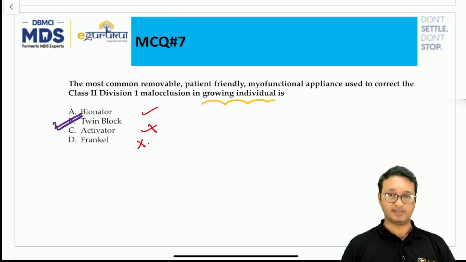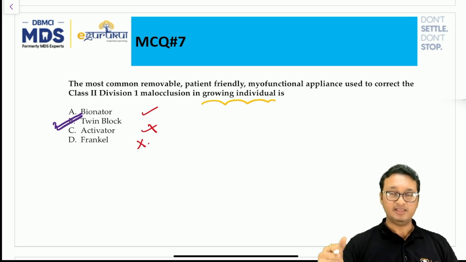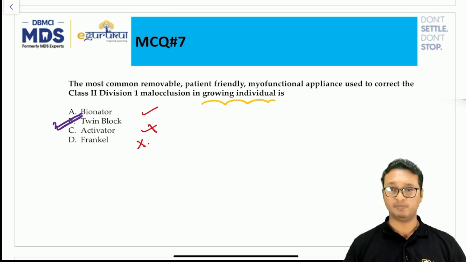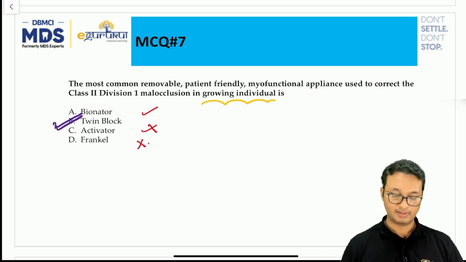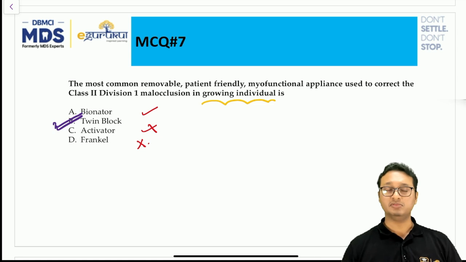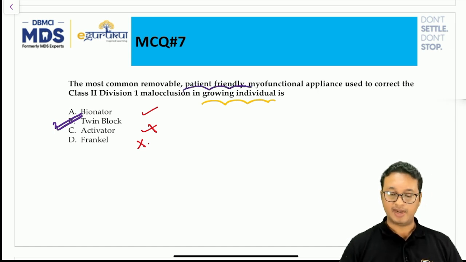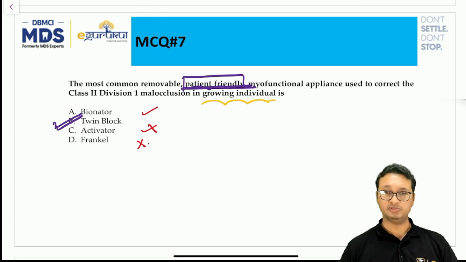Of course it is affected in the beginning. Anything new put in the mouth is going to distort the speech, but it all depends on how you manage your patient, how you counsel the patient. If the patient is able to handle the twin block correctly, evidence says that twin block is one of the most patient friendly and most compliant appliances a patient can wear for correction of class 2 division 1 malocclusion.